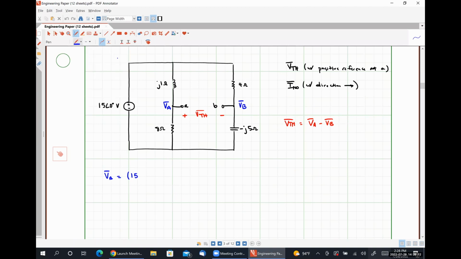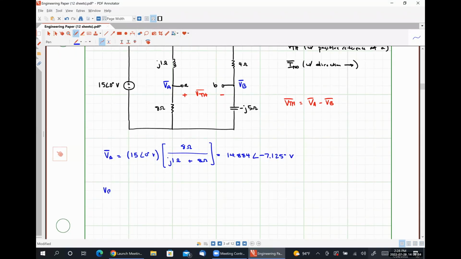So our voltage VA is going to be 15 angle 0 degrees volts multiplied by 8 ohms over j1 ohms plus 8 ohms, which comes out to be 14.884 angle negative 7.125 degrees volts.